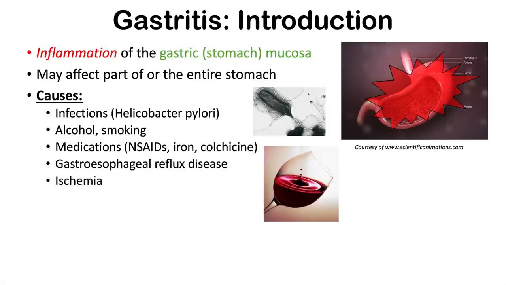And then ischemia. If there's not enough blood flow to the stomach to supply the tissues and the lining within the stomach, parts of the lining can die, and this can lead to gastritis. So as you can see, many different causes of gastritis that lead to multiple types of gastritis. Most types are going to have very similar signs and symptoms, but some of them are going to have very specific signs and symptoms we're going to talk about later on in this lesson.